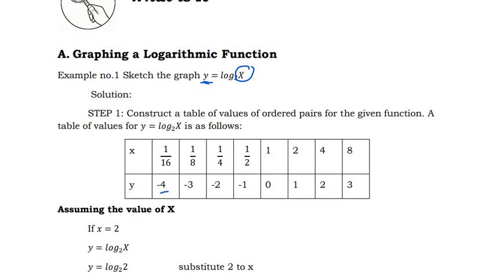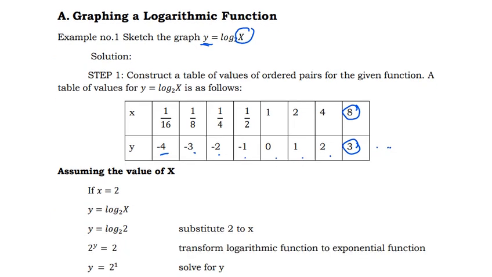The exponent of 2 must be negative 4 to have 1 over 16. So therefore, if we have log of x base 2, where x is equal to 8, and therefore we have log of 8 base 2, then y must be equal to 3. Similarly, in these cases, we have these values of y with respect to the values of x.